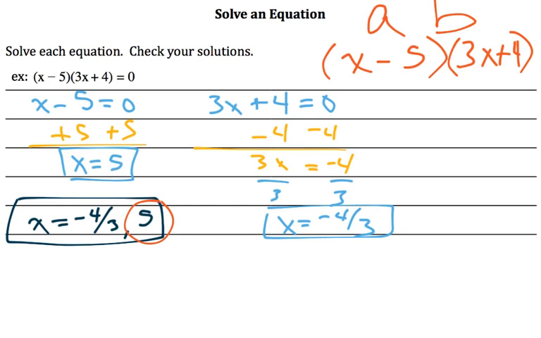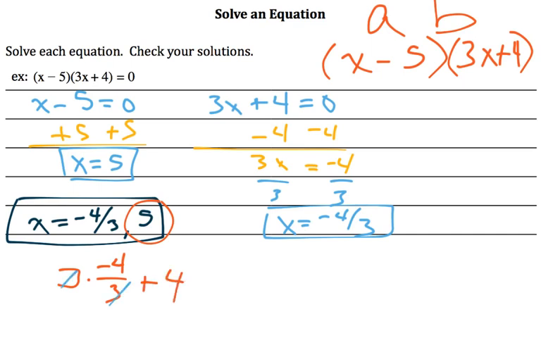Now the other thing I have is negative 4/3. So, dang it. Now I have negative 4/3. I'm going to actually write this one out, but we're going to do this in our heads. 3 times negative 4 over 3 plus 4.